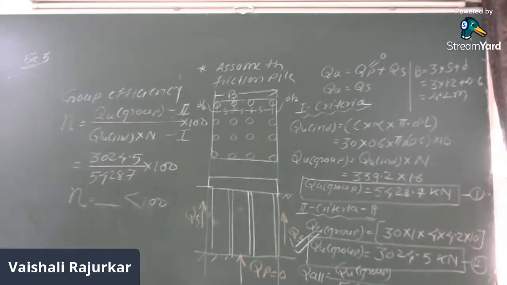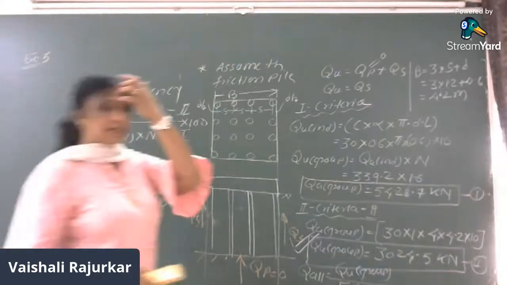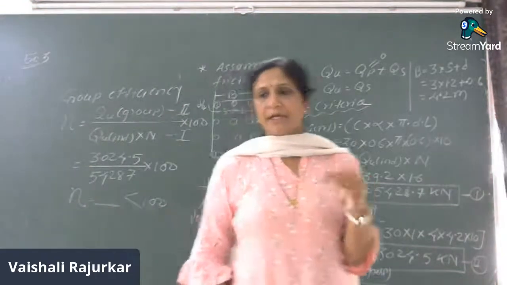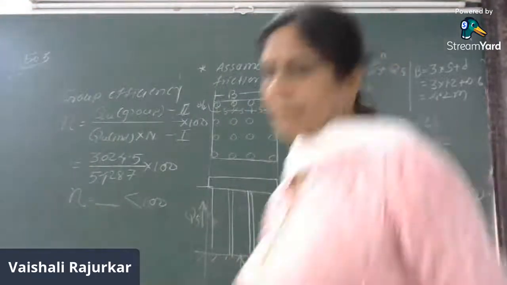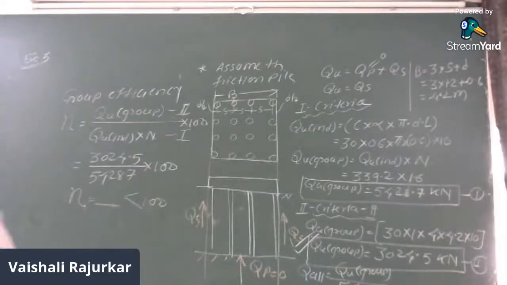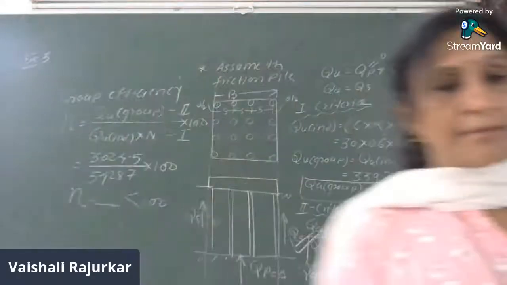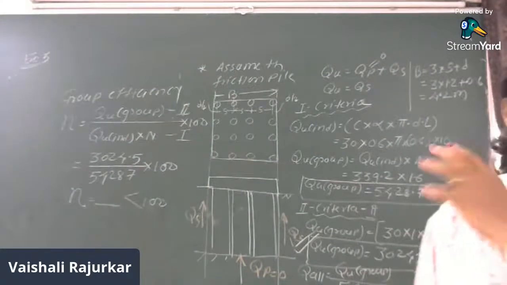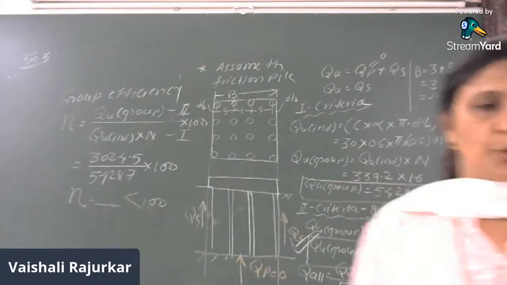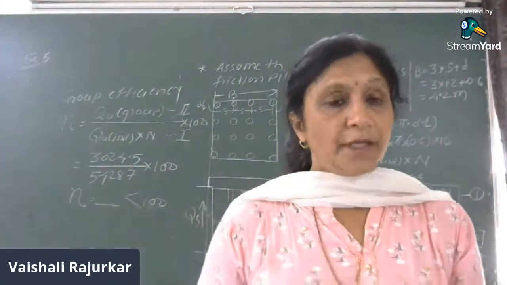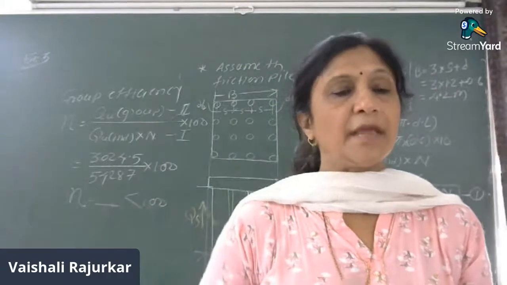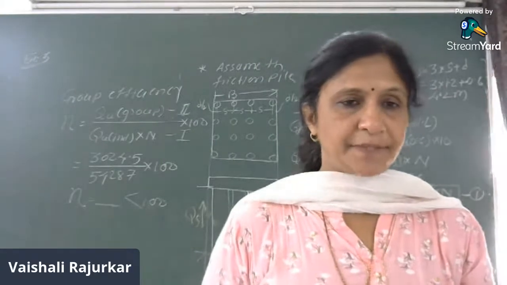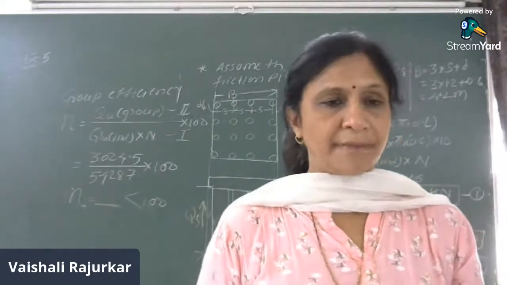So these are very simple numericals. The numerical may be like this only. Here, sometimes everything is given to you. You have to find out the spacing if the efficiency is 100%. Like that, the numerical may be asked.